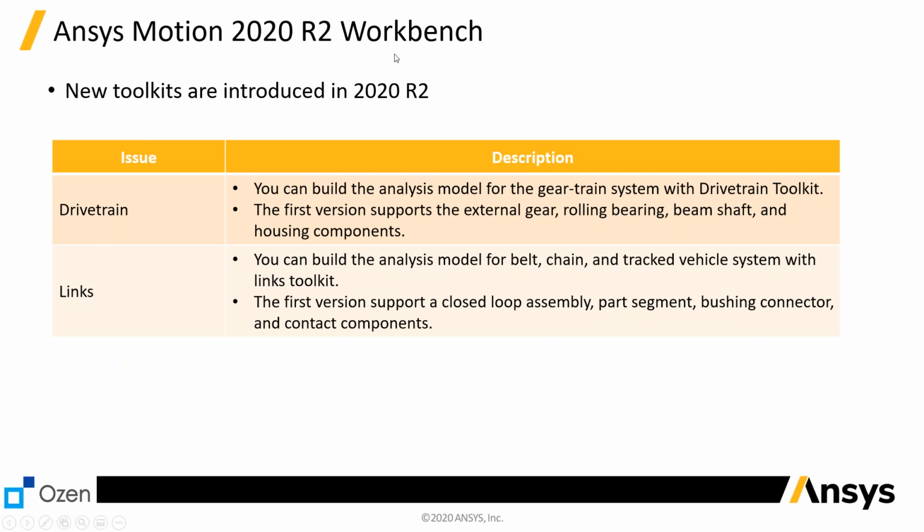In 2020 R2, one of the new toolkits added is Drivetrain, as well as Links, which will both help to model different components in vehicles, trains, gearboxes, and all these complicated multi-body dynamics systems. Now we have even more tools to help create that. For example, with Drivetrain, you can build a model of a gear train system with the Drivetrain Toolkit. With Links, you can build chain and track vehicle systems, etc.